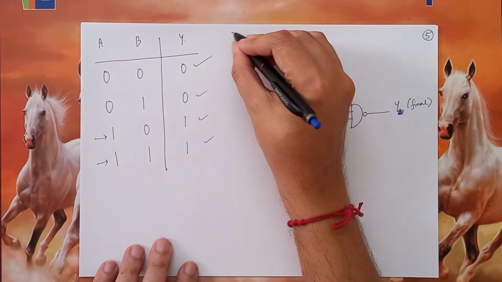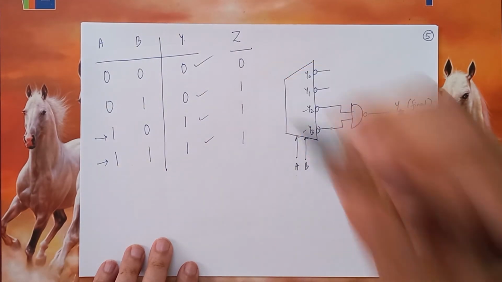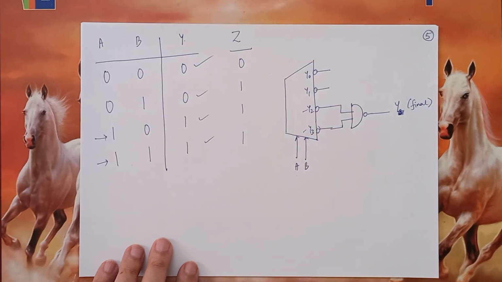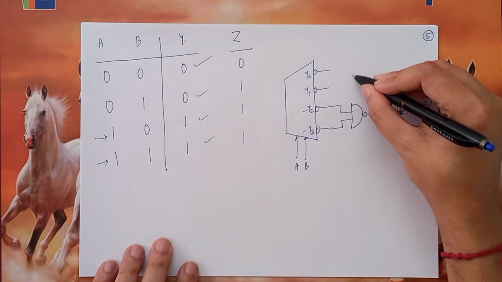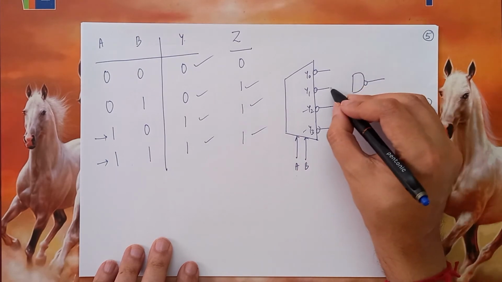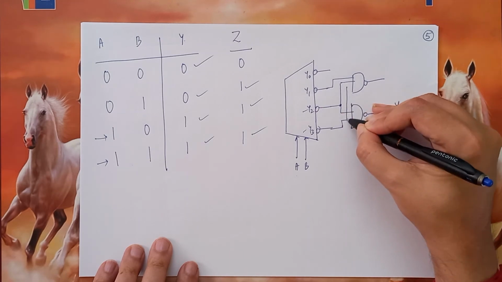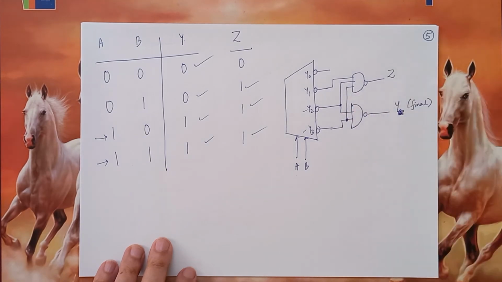Now, let us define one more output for the same set of inputs. Let's call this z, as 0, 1, 1, 1. Now using the same decoder, can I realize the function z also? Yes, I can. I can, in fact, define one more NAND gate. And using the same logic where I'm looking for the ones, I can now NAND together y1, y2 and y3 together and get the z function. So this is one example where using a single decoder, I can realize two functions, not just one.